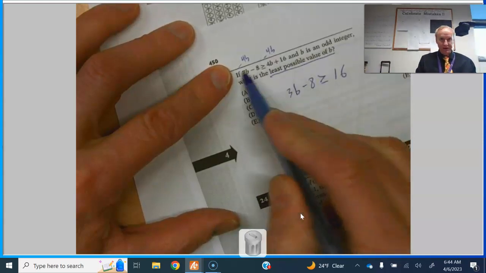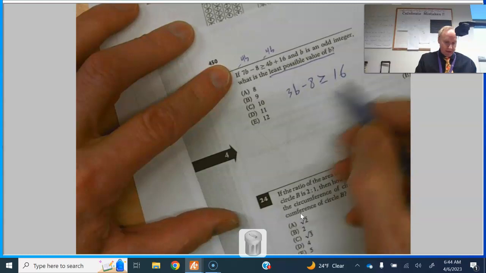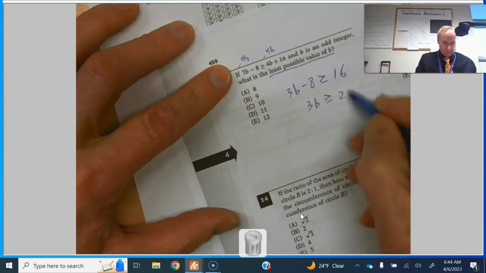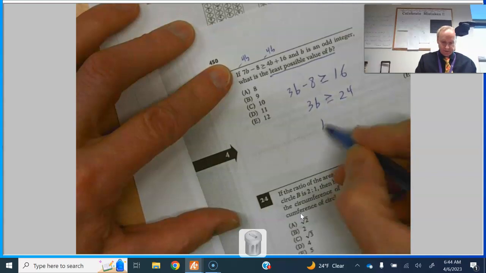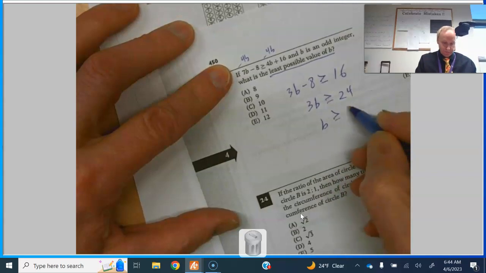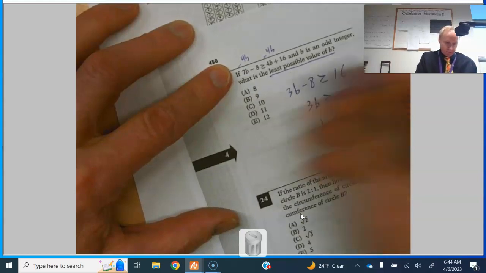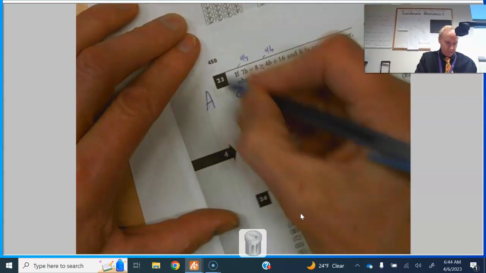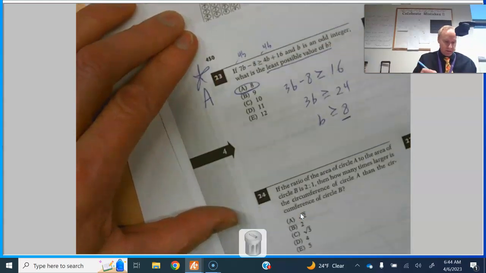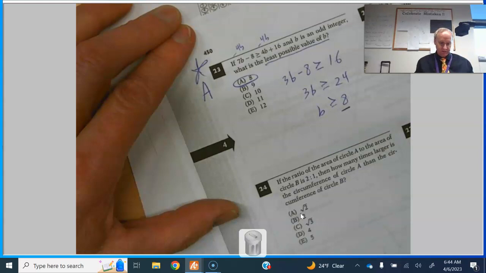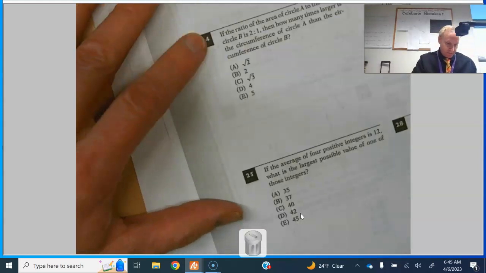Notice that I did not change the sign. I have to add 8 to both sides, so I get 3b is greater than or equal to 24. I divide by 3 on both sides, and I get b is greater than or equal to 8. Since it can be equal to 8, the least possible value of b is 8. And I'm pretty sure about that one. I probably would have put 2 checks if I was doing this on a real test.